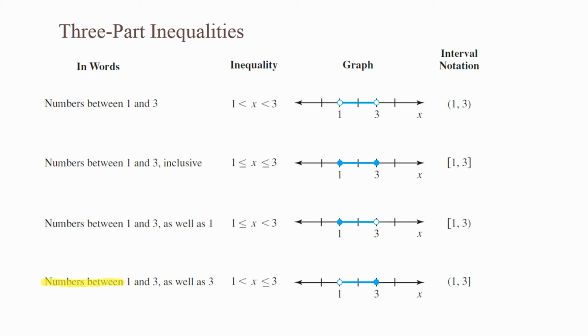In words, numbers between 1 and 3 as well as 3, this time equal to is on the right. The inequality is 1 less than x less than or equal to 3. 1 has an open dot and 3 has a closed dot with the shading between the 1 and 3. In the interval notation, we have a parenthesis, then 1, comma, 3, bracket.